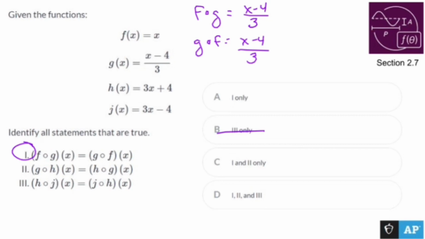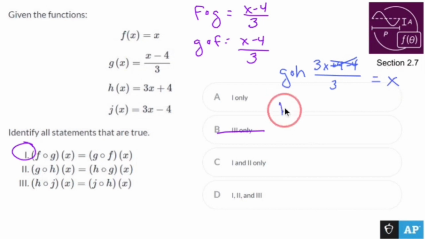Statement 2 says g of h. So let's find out what g of h is. G of h means I start out with g and replace the x with an h. So instead of x minus 4, it's 3x plus 4 minus 4 over 3. These guys cancel out. 3x over 3 is just going to be x. So that's g of h.